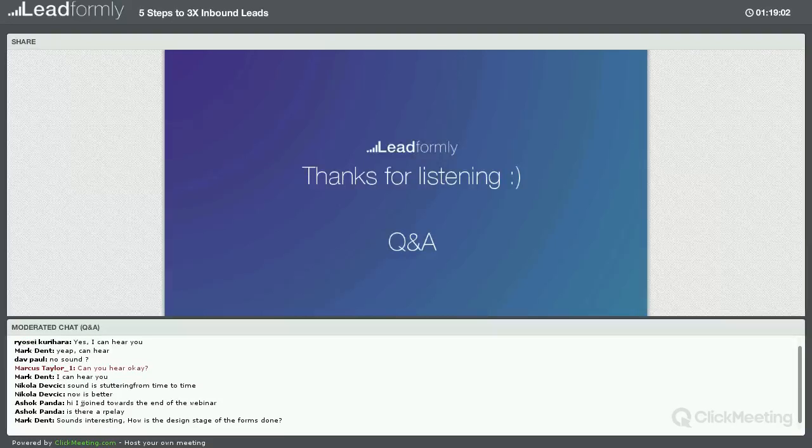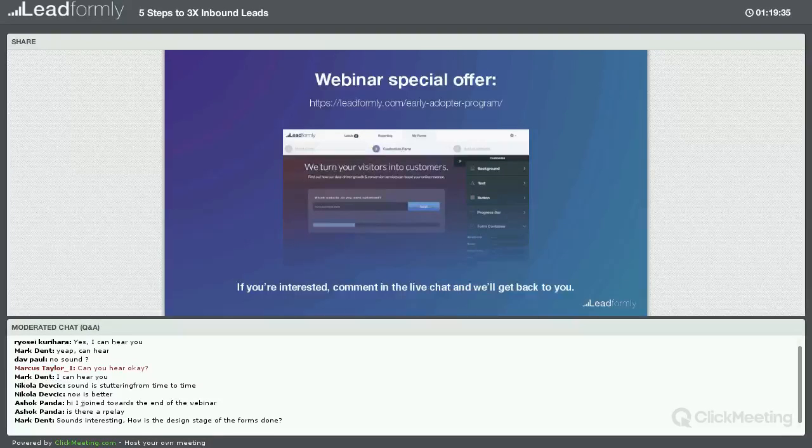So that's fine. Okay, Mark has asked, sounds interesting, how is the design stage of the forms done? So the way that this works, basically we have a set of templates in Leadformly, which have already been designed by a professional UX designer and already been tested. What you're able to do is then, in Leadformly's customizer, just drag and drop the different questions that you want to use, and then click on any element and change the color, the text, anything. So if we go here, you can see how the form builder looks. You can just click on anything, and it's really easy to customize through drag and drop. So you don't need any design skills. You don't need to be a developer or a designer to build high converting forms.